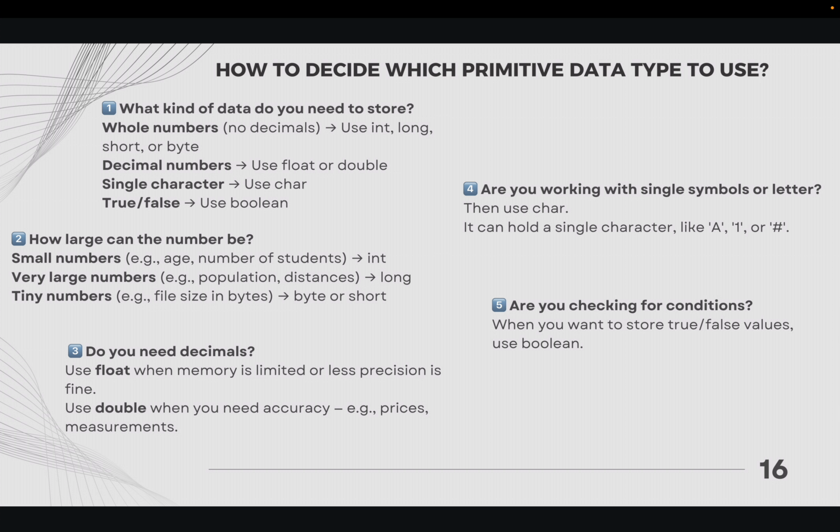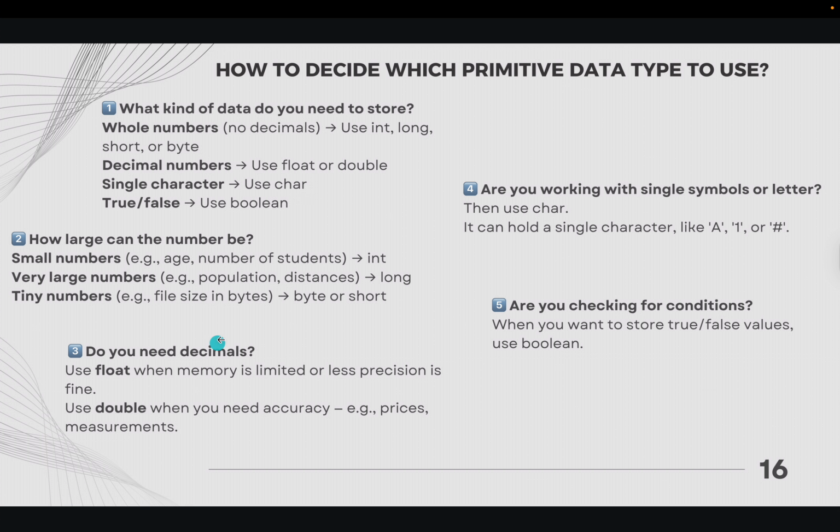So number one, what kind of data do you need to store? For whole numbers without decimals, use int, long, short, or byte. For decimal numbers, use float or double. For a single character, you're going to use char. For true or false values, use boolean.